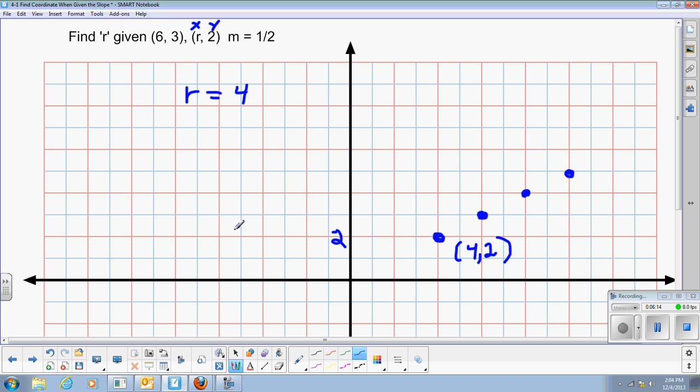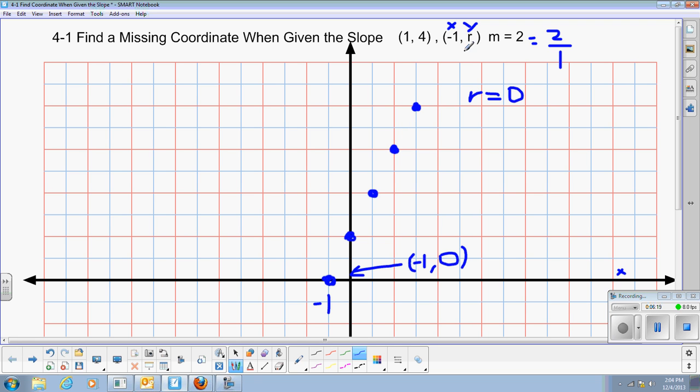R equals 4. All right, so let's go back and look for a second. On this one, I was given 1, 4. I started by plotting 1, 4. So I plotted 1, 4 right here. I was given a slope of 2. So I counted up 2, right 1, put a dot to get my line started. Went up 2, right 1 to get another dot. And I took a look at my next coordinate now and said, okay, here's my line. Where's the missing piece? The missing piece, I have negative 1, r.